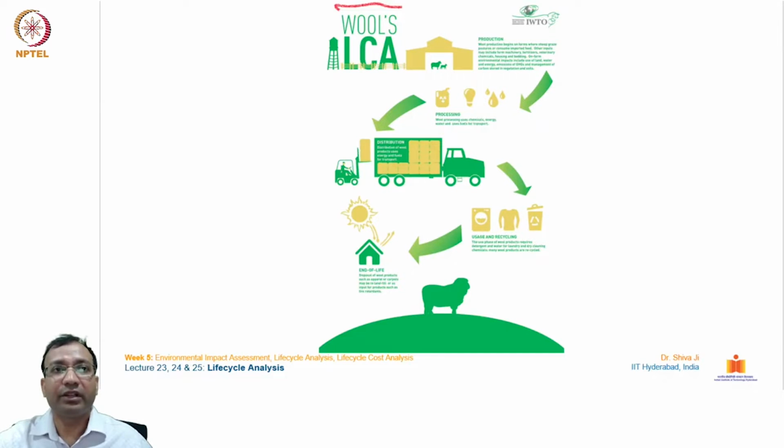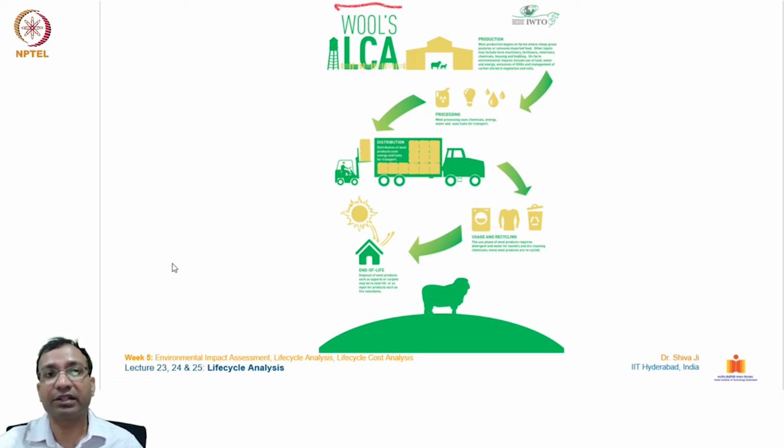Similarly, if you see over here, this is an LCA taken from this agency, which talks about the LCA of wool. It goes from sourcing the raw material from the sheep on the sheep farms. Then it goes for processing. It uses a certain amount of chemicals, energy, water, and other processing materials and agents.